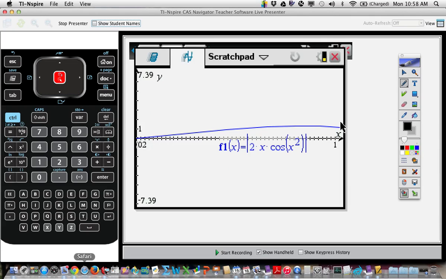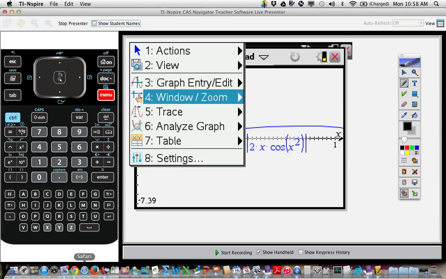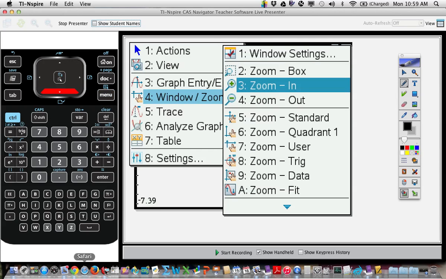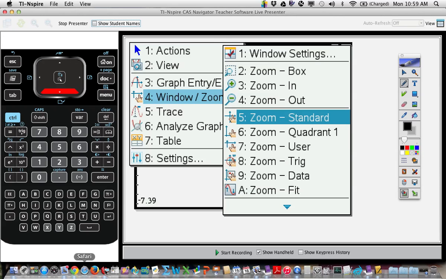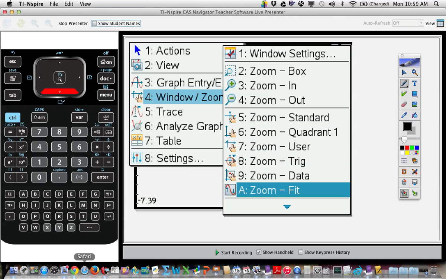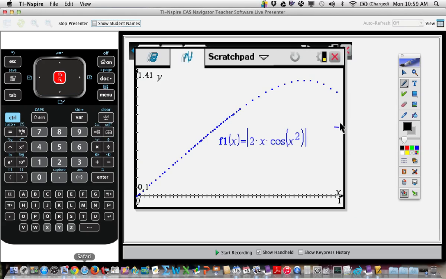Now I could trace right now because I can see my max, but sometimes you can't see your max. So go ahead and go to your menu to zoom. Does anybody remember the zoom we use here? It's called Zoom Fit. What Zoom Fit does is it'll take your X window from 0 to 1 and fit the Y's in there appropriately. Now we can simply trace and use that little cheat we have with the maximum.